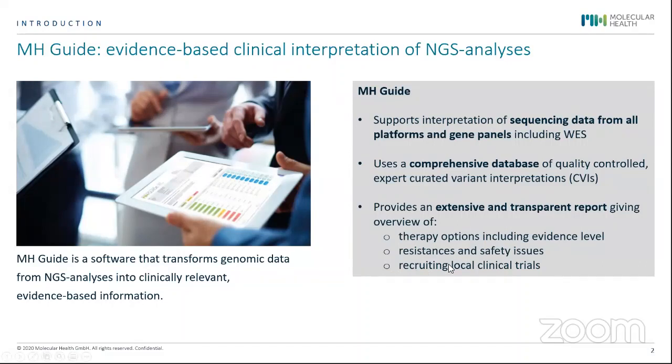Guide supports the interpretation of sequencing data from all kinds of platforms and gene panels, including whole exome sequencing, and uses a comprehensive database of quality and expert curated variant interpretations. We call this clinical variant interpretations. And in the end, it will provide a report on the analyzed tumor DNA sample, where therapy options are provided. So let's say potentially effective treatments, also information about potential risk for resistance and safety issues for certain treatments, as well as information about clinical trials.